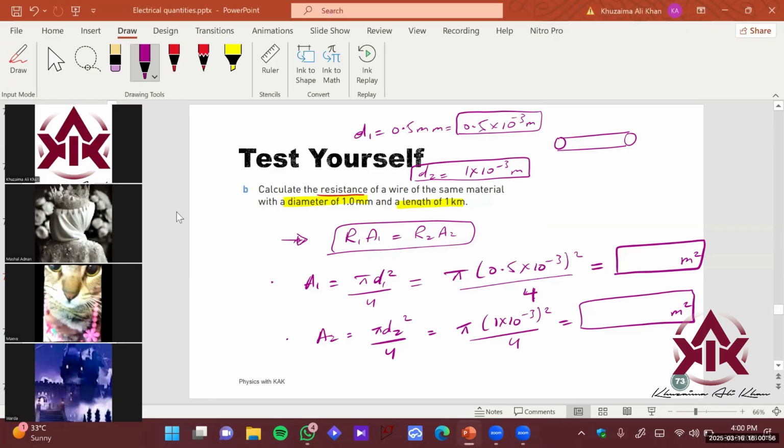Okay, let me just figure it out. It's going to be 5 by 4. The things are audible, but I don't want to solve the answer, right? So 0.5 exponent minus 3 whole square. For this, I'm getting 1.9635 exponent minus 7. And for the next one, I would have 7.854.